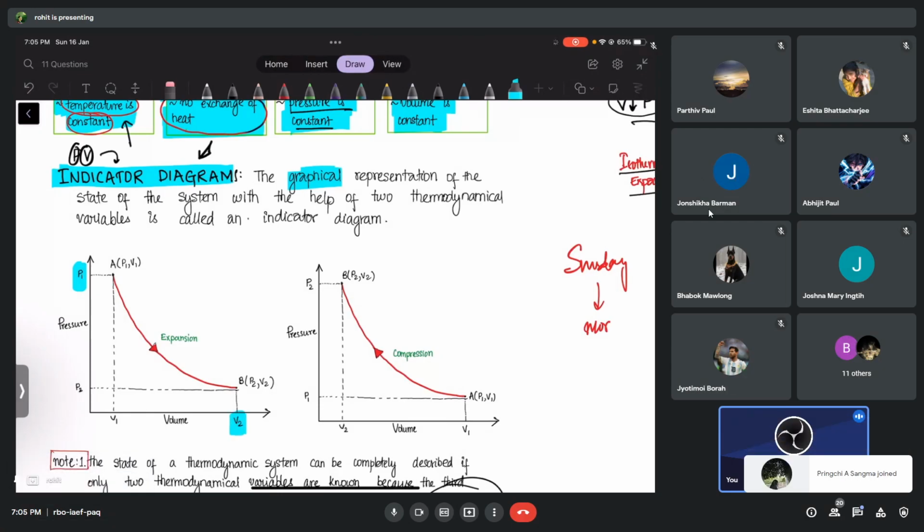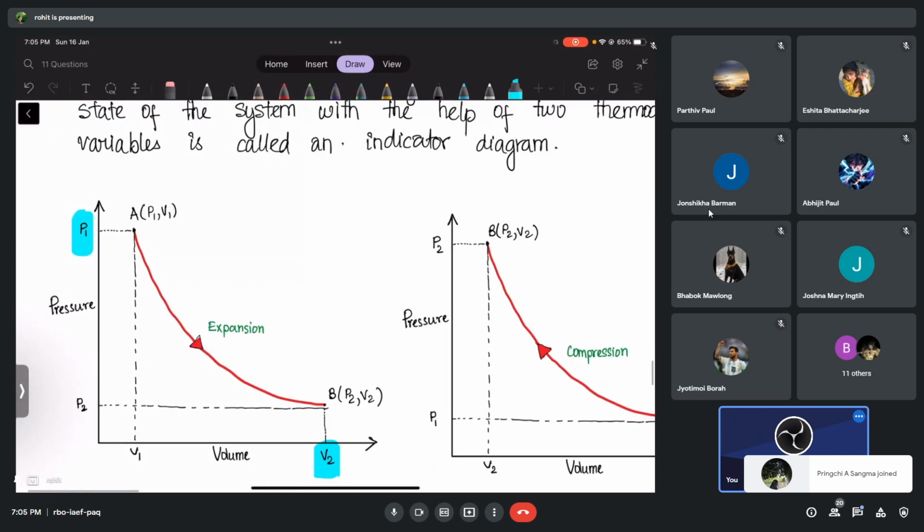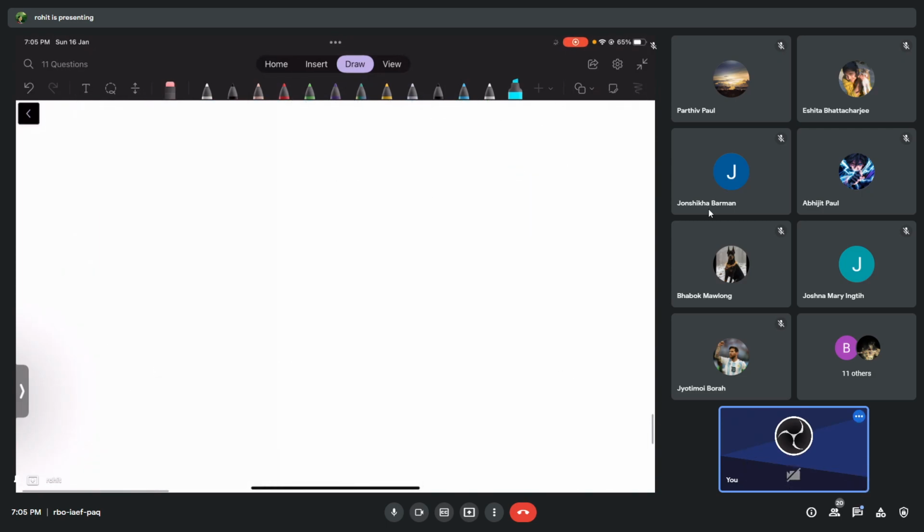So the first diagram you can just check. Let me show you here again. These diagrams are graphs only. Let me use this ink here. So in the x-axis we are going to plot volume, and in the y-axis we are going to plot pressure.